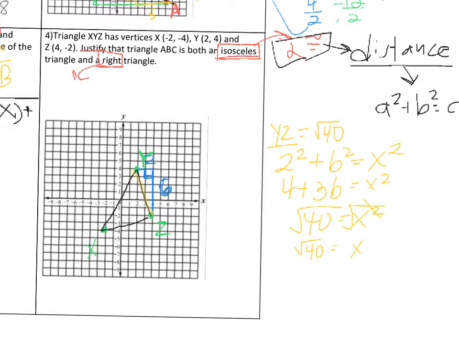If I look for another side in this triangle, again, I'm trying to find the two sides are congruent to show that it is an isosceles triangle.